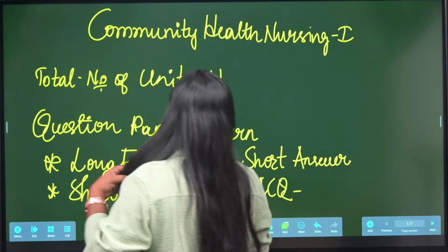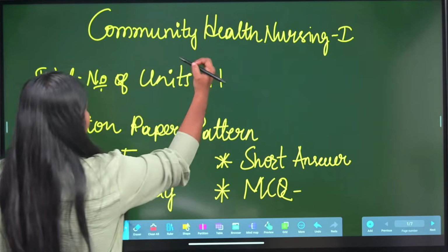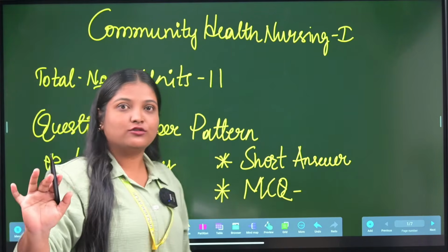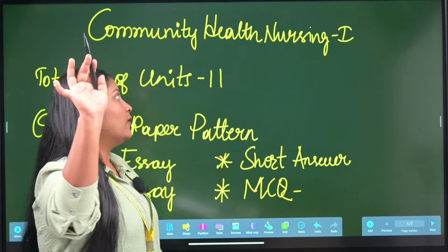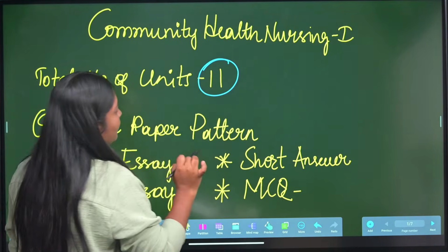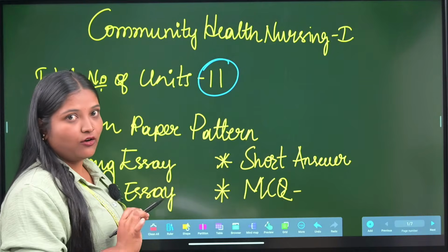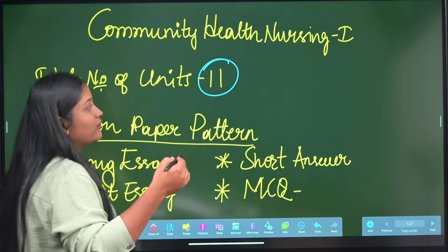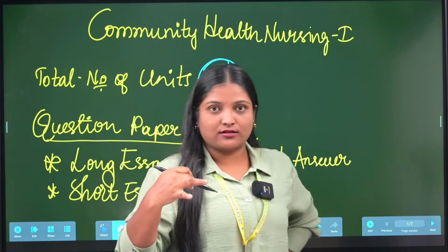The first one is community health nursing for the 5th semester examination. Today we are going to discuss this subject. Now you listen. There will be a total of 11 units in this particular subject. Now we can see the question paper pattern too. Later on, unit by unit, we can discuss and move on.